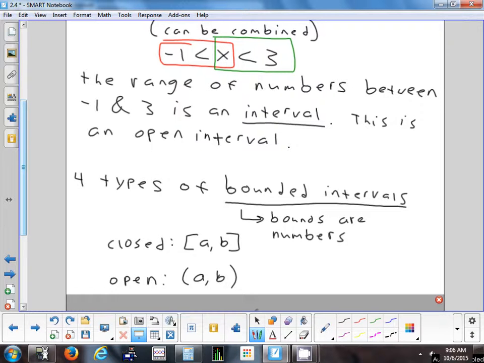The example we have up above is an open interval. It means you can pick all numbers between a and b, but the parentheses mean that you cannot equal a and you cannot equal b. So it would be like if you had less thans and greater thans. That's when we'd use parentheses to describe it. If you have less than or equal to, greater than or equal to, that's when you use the bracket.